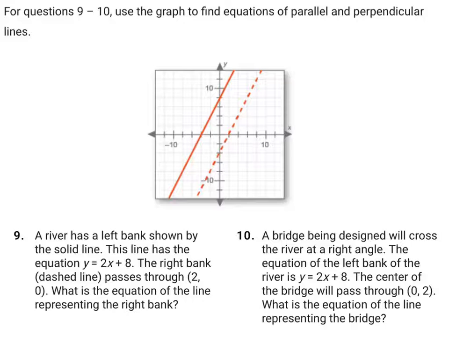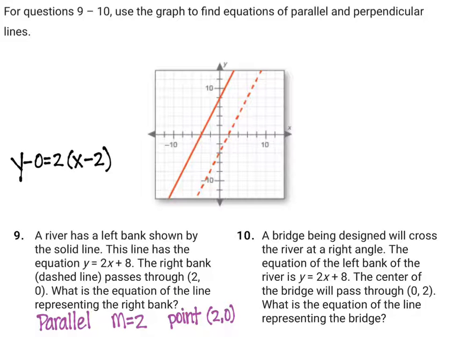In this problem, it's a word problem, and they're saying that there's the banks of a river. So the banks of the river are parallel to one another. Whatever the slope is of one is the same as the slope for the other. And then it also tells us something about the parallel bank, or the parallel line, has the point 2, 0. So we've got parallel, we've got the fact that the slope is 2, and there's a point 2, 0 for that line that we're interested in. And therefore we can write the equation.